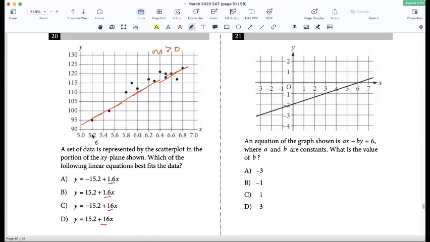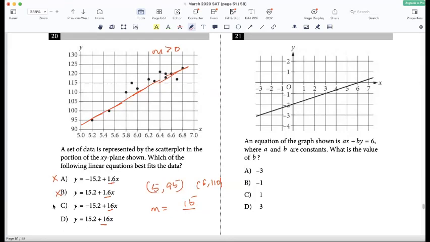Let's say I take 5 comma 95 as one point. And I take 6 comma 110 as the other point. So my slope will be 15, right? 110 minus 95, 15. So it will be close to 16. So option A and option B are out.